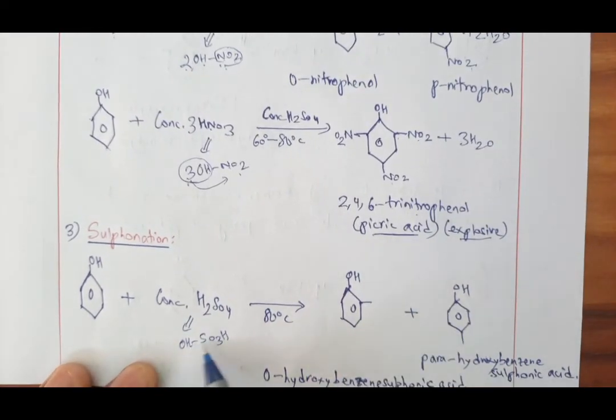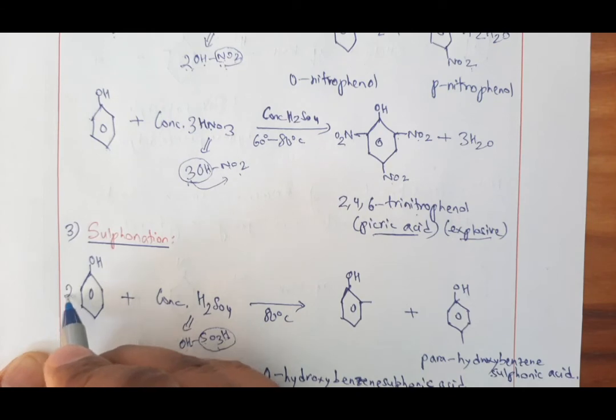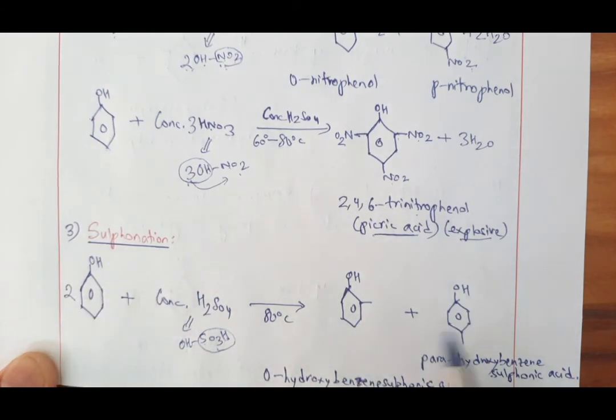You can see here, H2SO4. This is how you break sulfuric acid. And here, this is called the sulfonic acid group, which contains 5 atoms: 1, 2, 3, 4, 5. Therefore, it will not attack ortho and para positions simultaneously. It will attack separately. So let us see how it attacks. You take 2 phenols. One phenol is here, the other phenol is here.